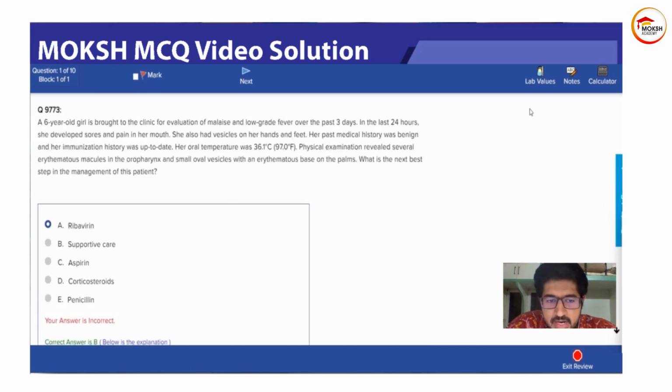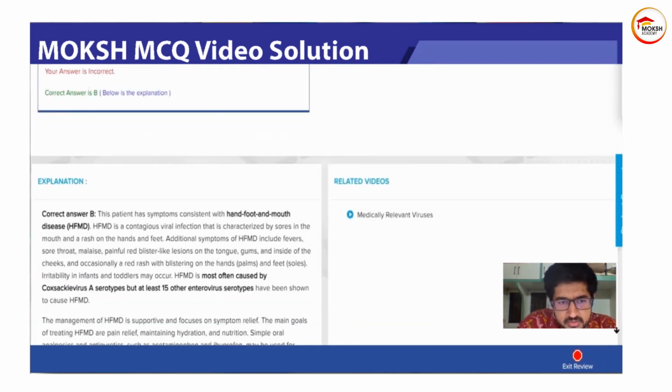So basically, this is hand-foot-mouth disease caused by Coxsackie virus. So the main treatment for this is just supportive care. There is no drug which is used for its treatment. It is just supportive care.